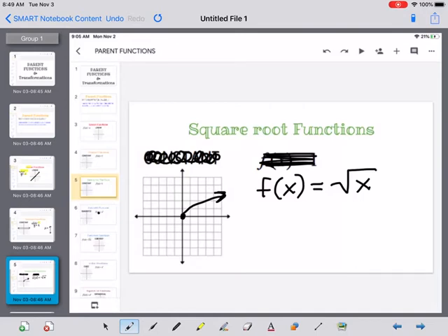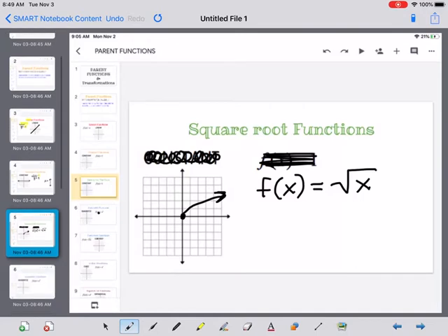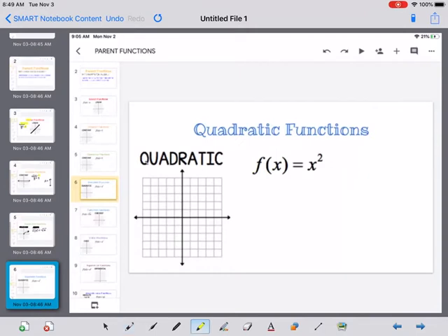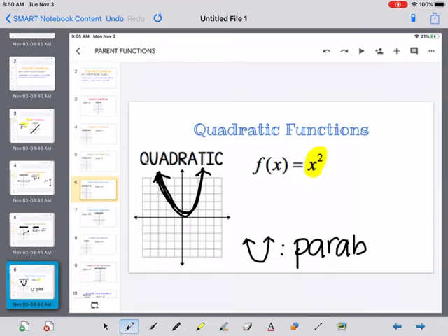We then have quadratic, and quadratic is any equation that starts with x squared. And when you start your equation with x squared, you're going to notice that your graph looks like a U shape. It's not a very good line, but it will work. And if you remember, your U-shaped line is called a parabola. So your quadratic function is going to have a parabola.